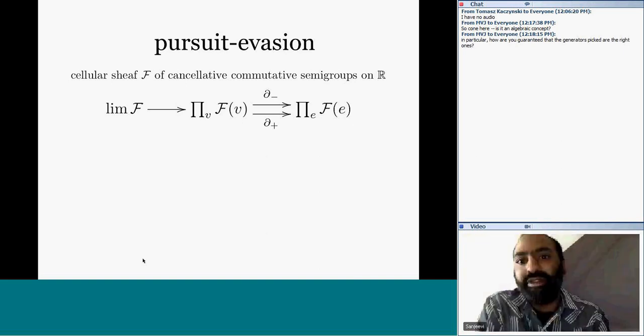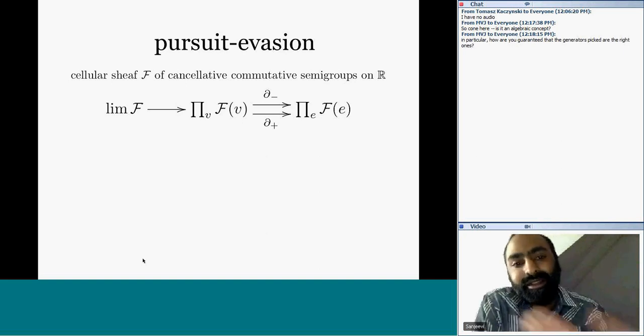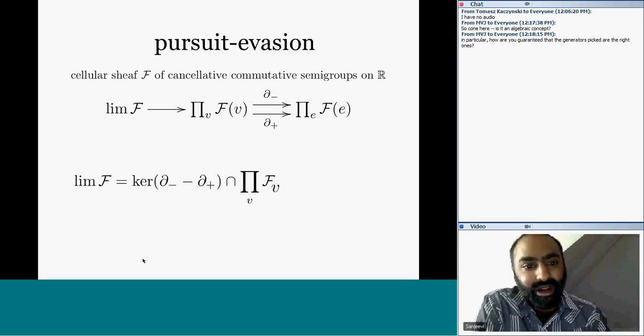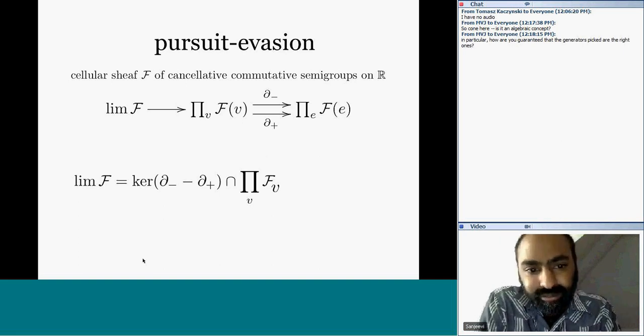If F is a sheaf of groups, I have to take a kernel of the difference between those two group homomorphisms. But if I'm the next best thing, a semigroup instead of a group, then my limit is almost a kernel. It's a kernel of the difference intersected with the first guy.